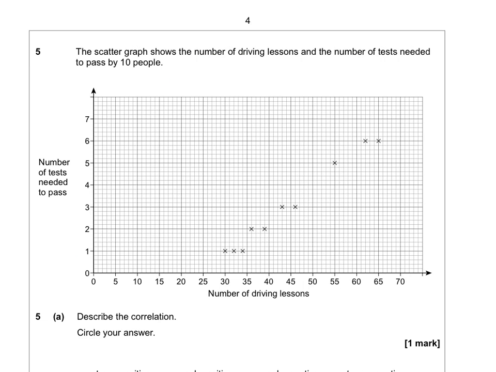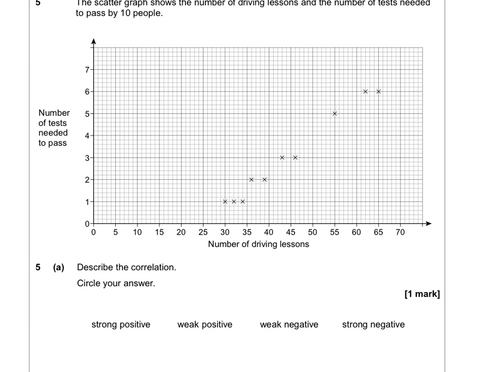Question 5. The scatter graph shows the number of driving lessons and the number of tests needed to pass by 10 people. Describe the correlation. We can see that this is a strong positive correlation. A line of best fit, which we would draw with a ruler, not freehand, would pass through, and the points are matching the line closely.